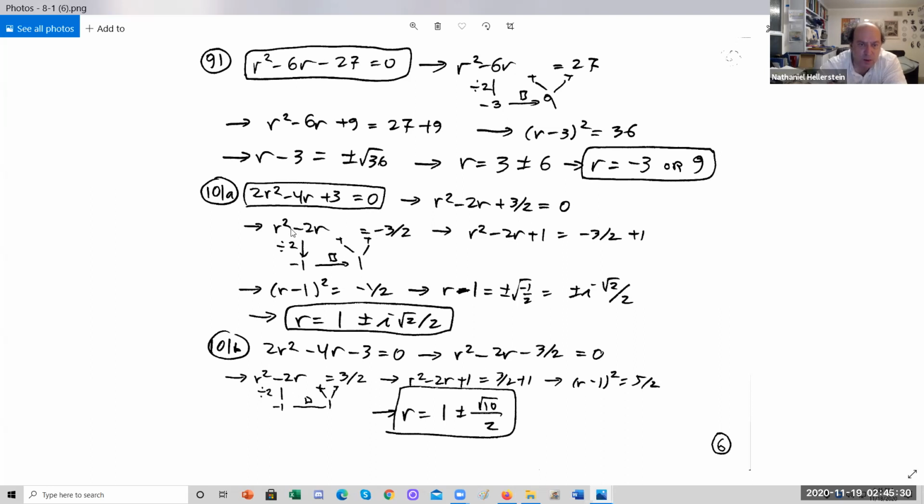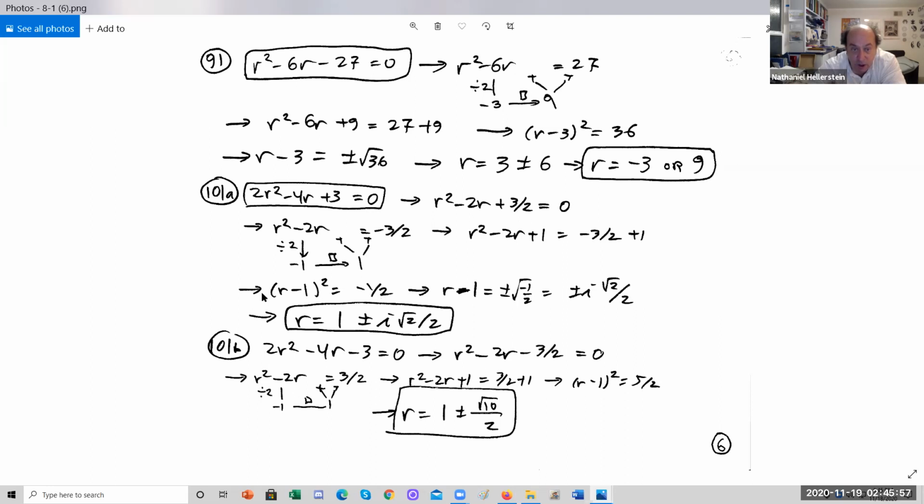Okay, to complete the square, we take half of -2 for a -1. Square that, we get a 1, add 1 to both sides. So r squared minus 2r plus 1 is -3/2 plus 1. This left side is r minus 1 all squared. -3/2 plus 1 is -1/2. So r minus 1, that squared, is -1/2.